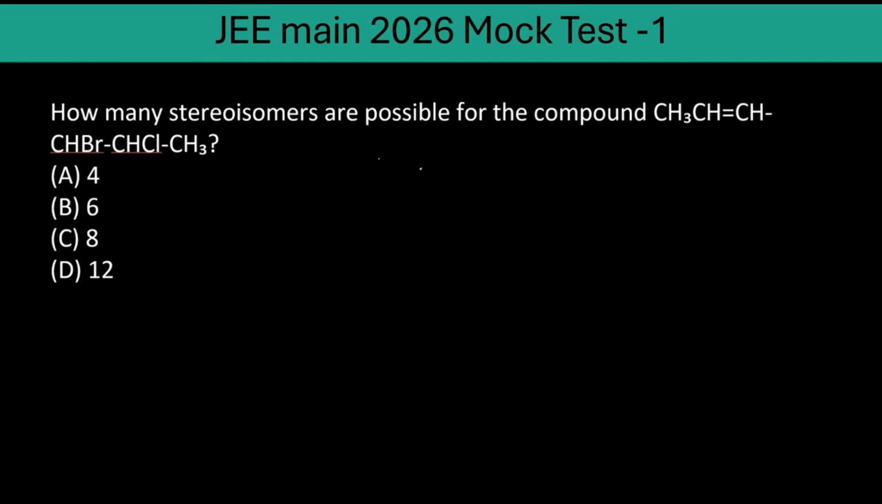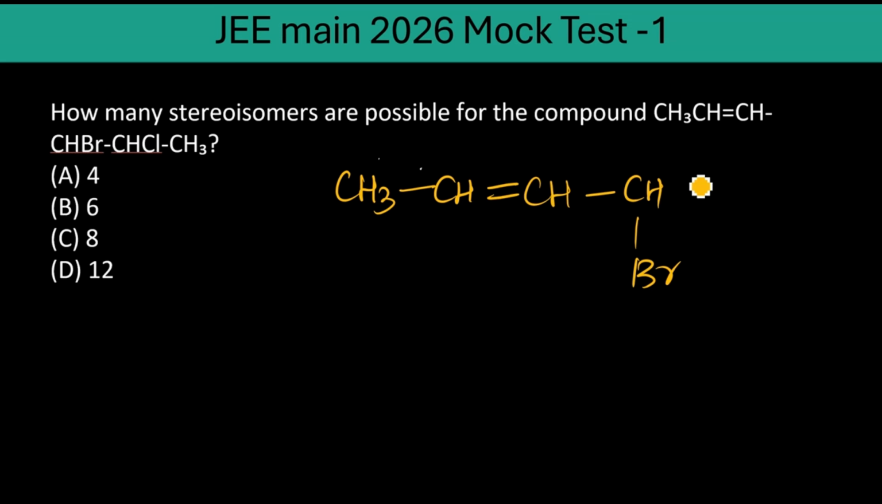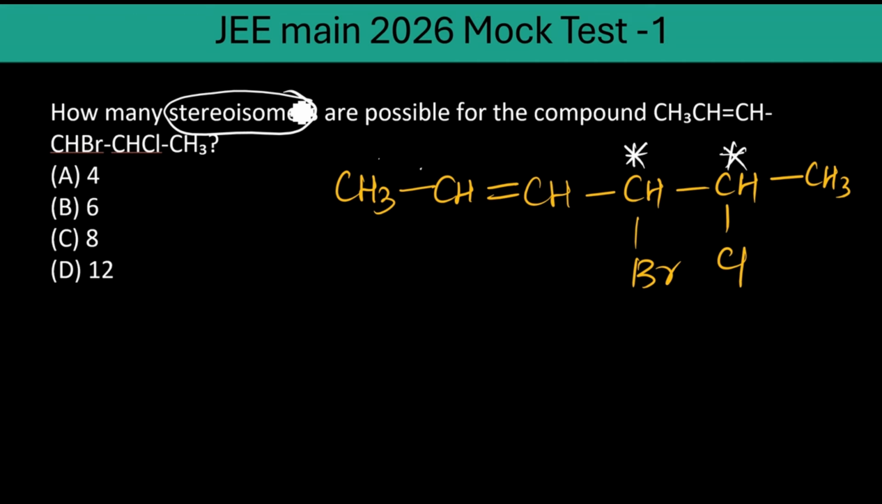Very simple question. How many stereoisomers are possible for the compound CH3, CH double bond CH, CHBr, it's like this: CHBr, then CHCl, CH3. So what are all the chiral centers over here? This is a chiral center. And what about this? This is also a chiral center. They are asking for all stereoisomers, not only optical isomers. So we have to count the double bond also.